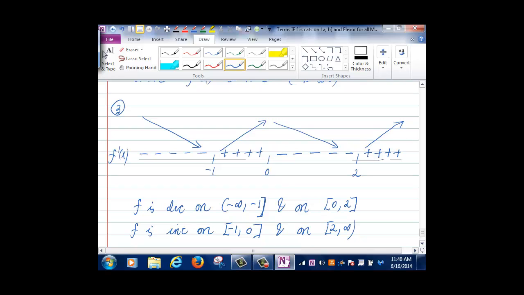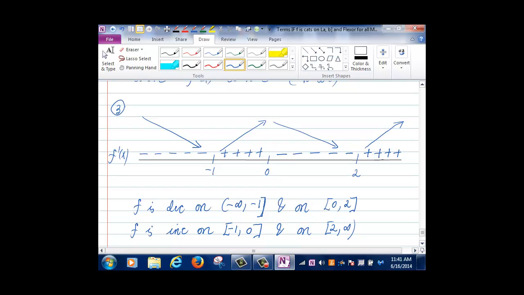Remember, whenever I have a critical point where the derivative is 0, negative 1, 0, and 2, at these three critical points the derivative is 0, right? Now, when the derivative vanishes at a point, remember I told you there are three possibilities. Maybe the graph looks like an upward parabola at that point, or a downward parabola, or the graph looks like the graph of x cubed. Now, at negative 1, which one is the case?